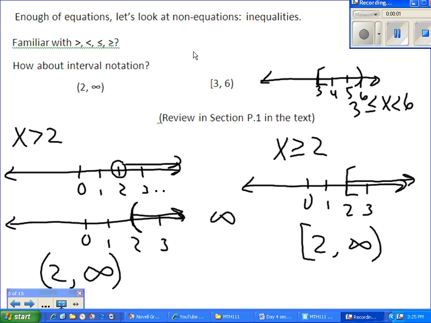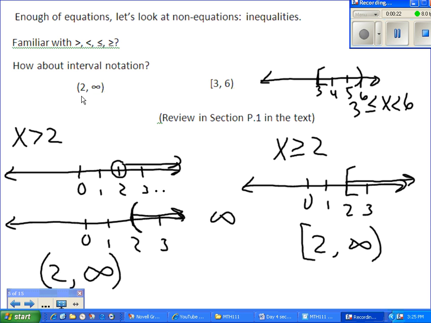Now we're going to look at some inequalities rather than equations. So with inequalities, we don't have an equal sign. Instead, we're using these symbols: greater than, less than, less than or equal, greater than or equal. Now, I don't know if you're familiar with interval notation. This is in the preliminary chapter of the book, section P.1, if you need to review it.